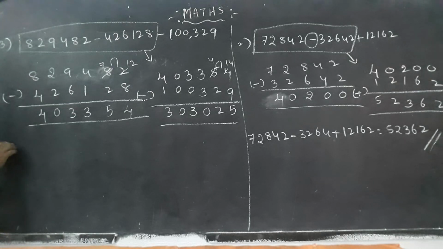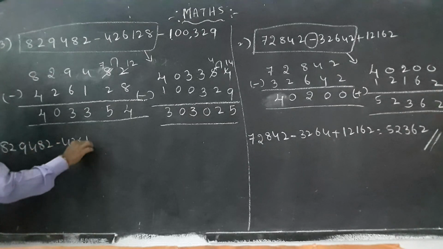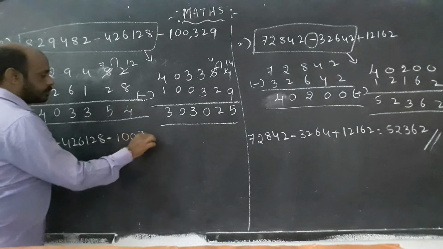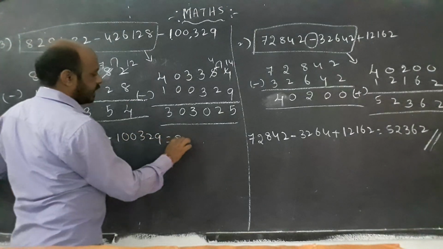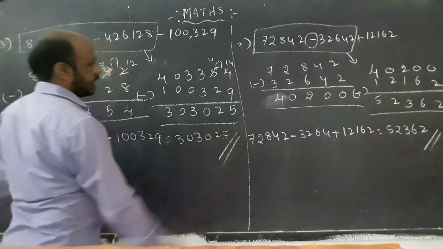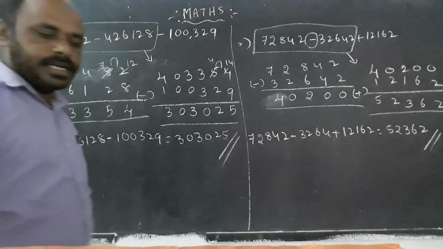Whenever we simplify these numbers, how much did we get? 3,03,025. We got 3,03,025. This is subtraction and addition together.